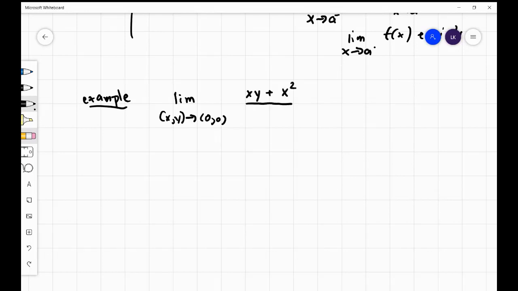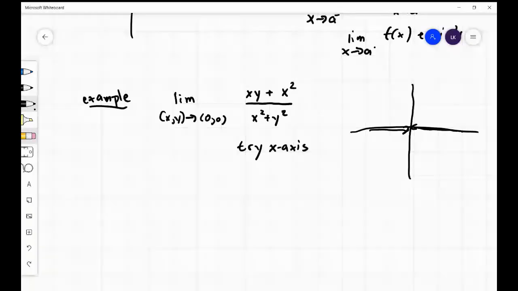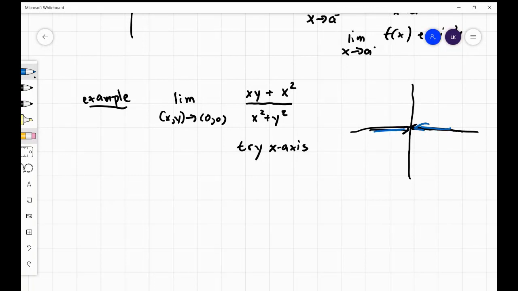Okay, so what I would do is first do a quick spot check, right? If the limit does exist, it has to be the same regardless of whether you approach the origin along the x-axis. So we're going to try the x-axis. So approaching the origin along the x-axis. And it should be the same as if we were to approach the origin along the y-axis. Okay. So we're going to try the y-axis as well.